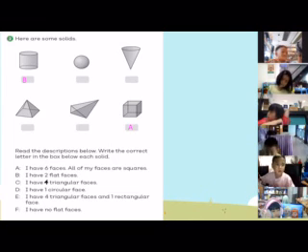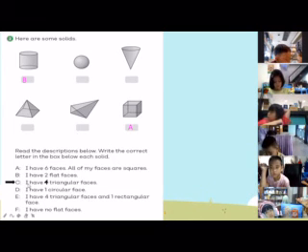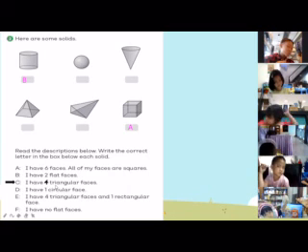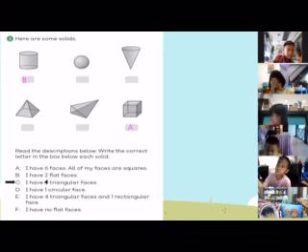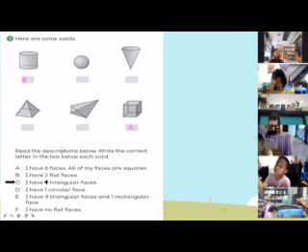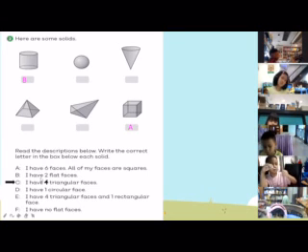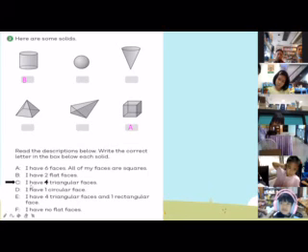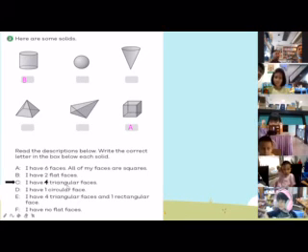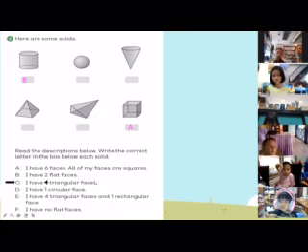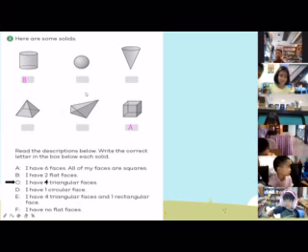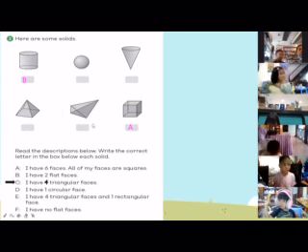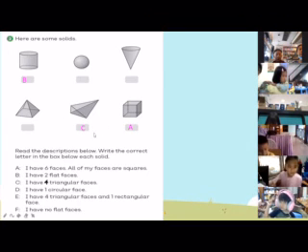Okay, let's do C. So C says, I have 4 triangular faces. Now in your book it says 5 triangular faces, but there was an error in the book. So the book is meant to say 4 triangular faces. So the only shape with 4 triangular faces is the triangular pyramid, this guy over here. So we're going to write C under our triangular pyramid.